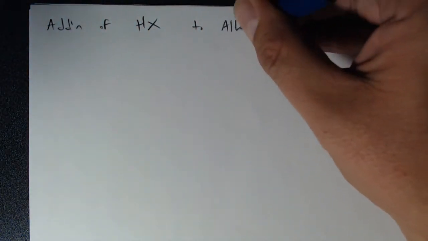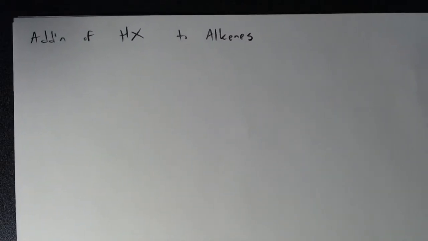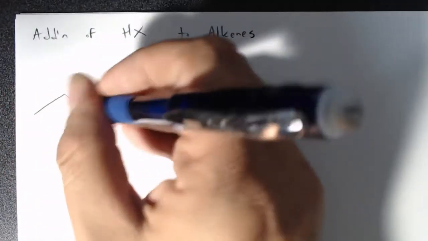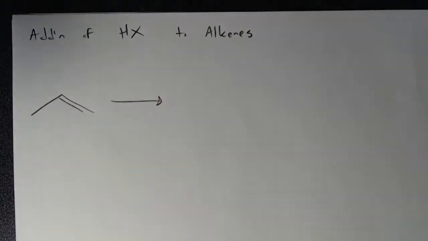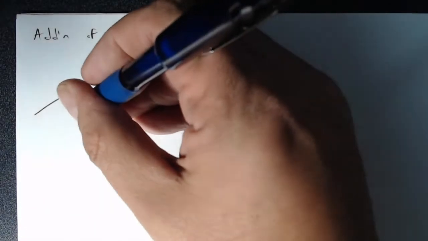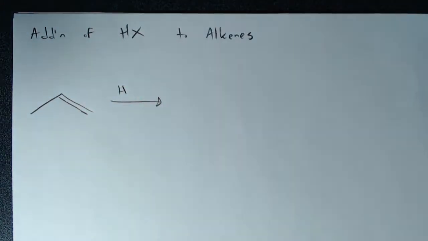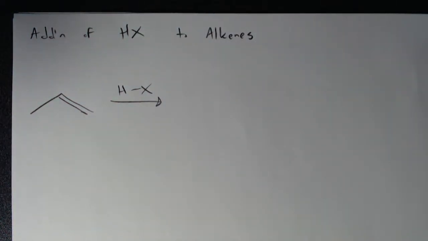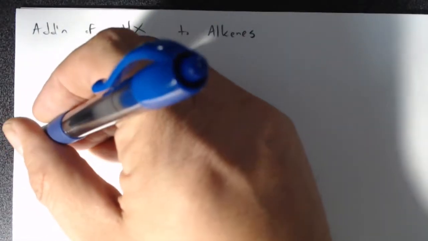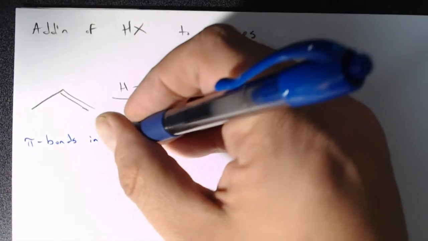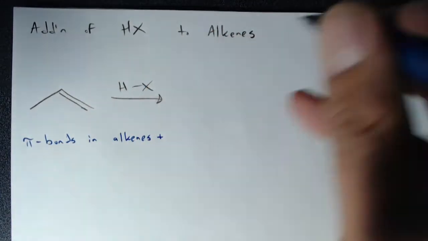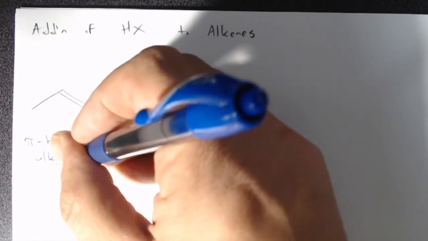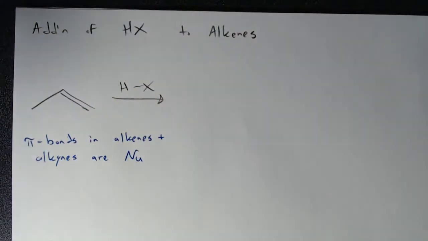All right, so addition of HX. Let's go over this real quick. Addition of HX to alkenes. This is not too bad, guys. It really isn't, at least for this part here. So it turns out that alkenes, the pi bond is nucleophilic. So I'm going to add these little comments in here. I think I'll use blue. So pi bonds in alkenes plus alkynes are nucleophilic. They are nucleophiles.